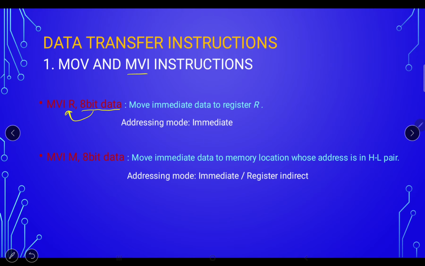Similarly, the next instruction is MVI M, 8-bit data. Here the 8-bit data is moved immediately to the memory location whose address is specified in the HL register pair. And here the addressing mode is immediate addressing mode. Also we can say the addressing mode is register indirect addressing mode.